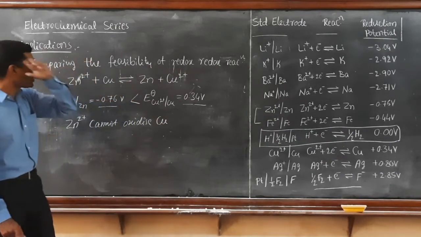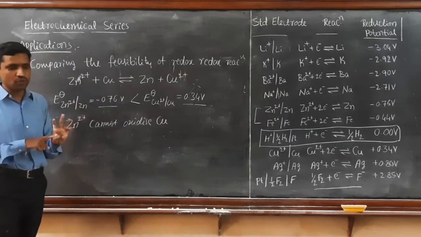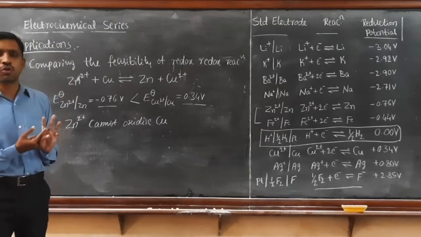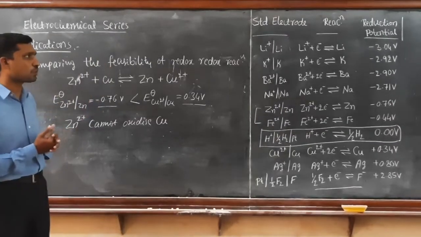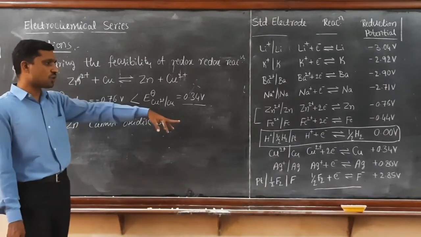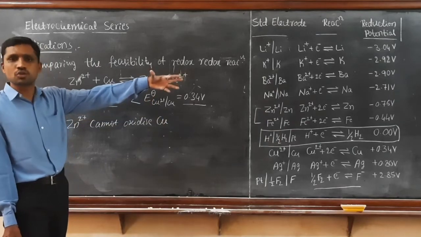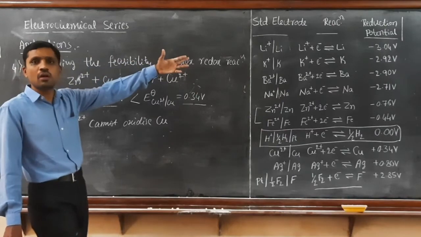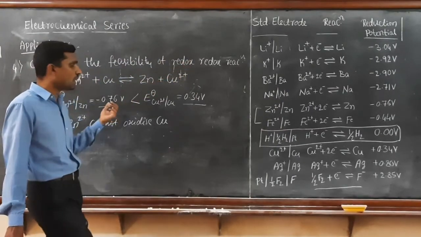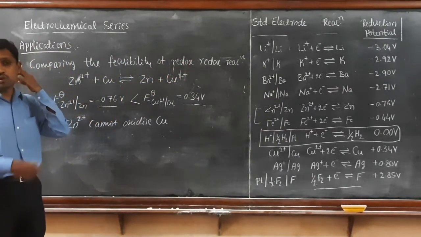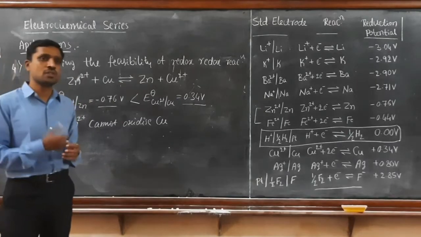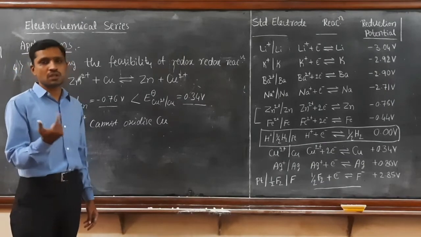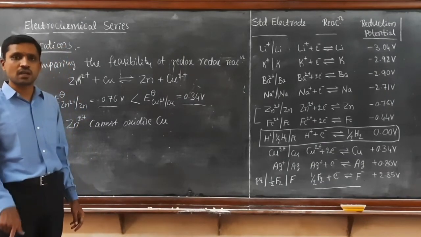So this is about the applications of electrochemical cells. First, you can determine the strong oxidizing agent as well as the strong reducing agent by comparing the standard reduction potential values. The higher the standard reduction potential, the stronger the oxidizing agent. The lower the standard reduction potential, the stronger the reducing agent. So you can determine the EMF: the substance with the highest reduction potential will act as the cathode, and the substance with the lower reduction potential will act as the anode.